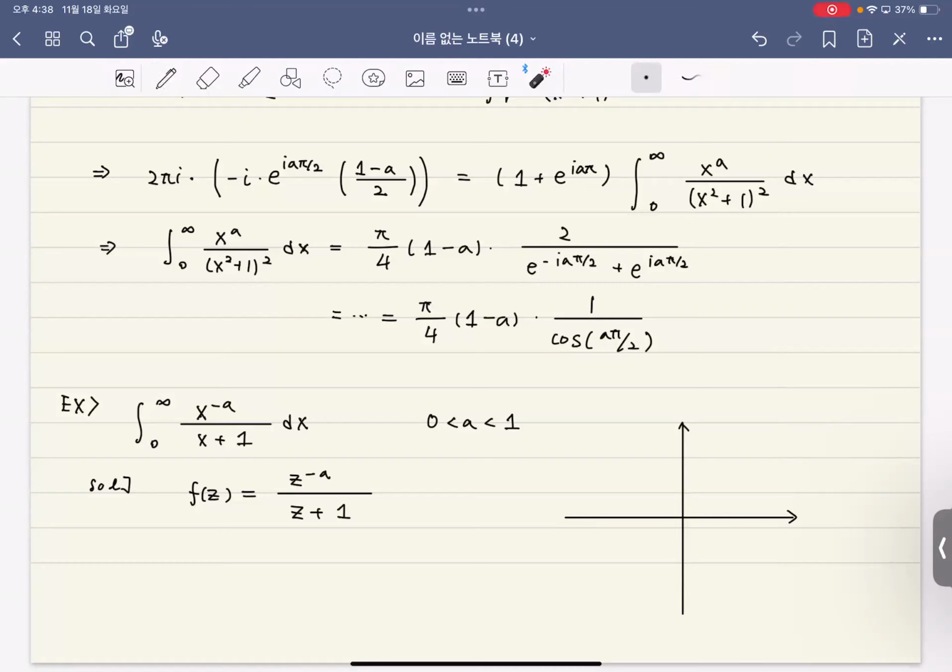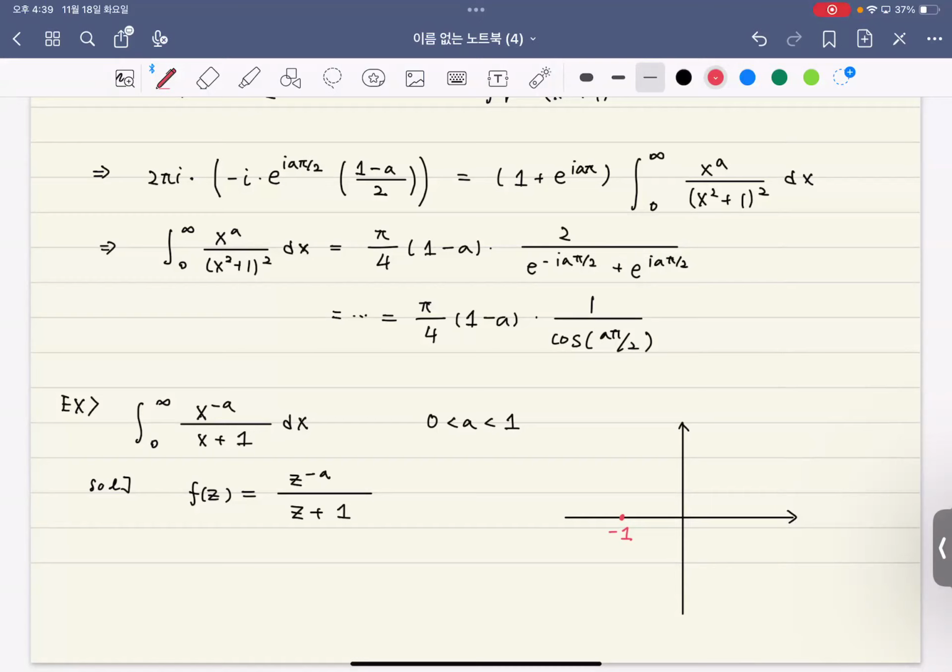Okay, so now I want to locate all of these singularities. And I have only one singularity at this point, right? So here, this is my singularity. And I also want to evaluate this improper integral with the help of the residue integration. But the problem is, this is the problem.